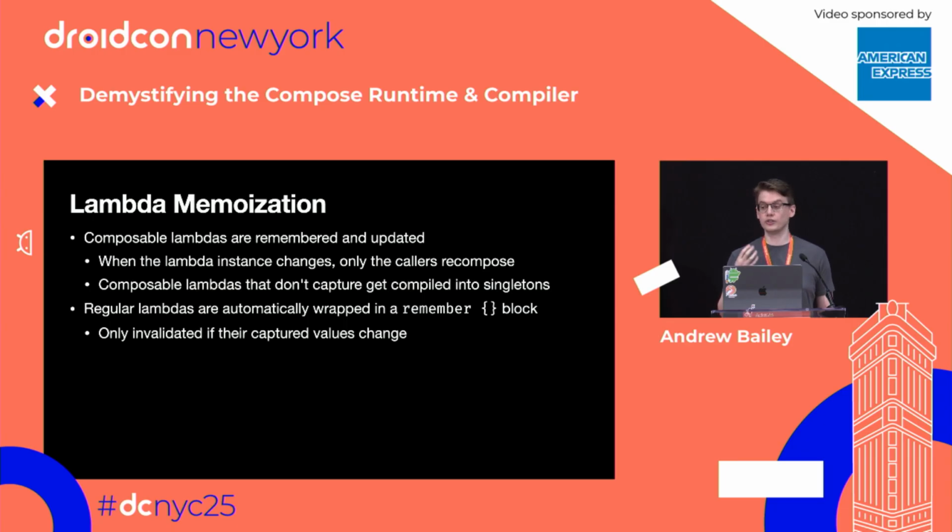For regular Lambda expressions, these will literally get wrapped inside of a remember block when you instantiate them inside of your composition hierarchy. If they capture values, those will be passed as keys to this remember block here. And if you have the same Lambda expression that is always the same, then it can be compiled into a singleton. So the idea here is that we want to invalidate the regular Lambda expressions only if the Lambda expression actually needs to change here. So they get optimized even a step further than composable Lambdas.